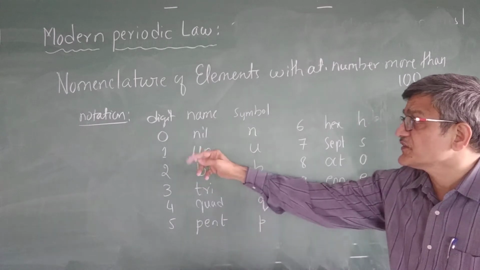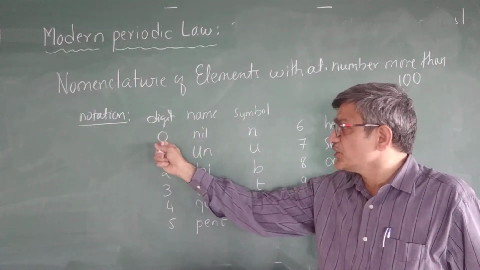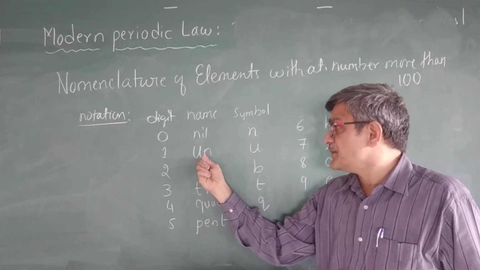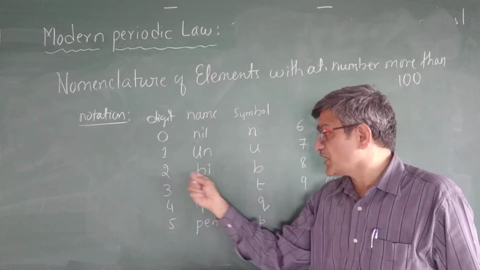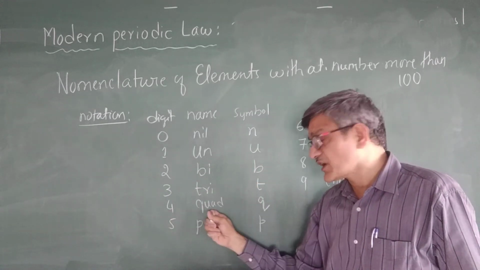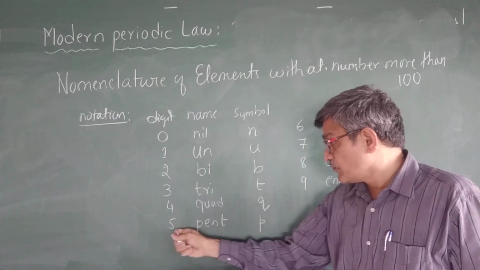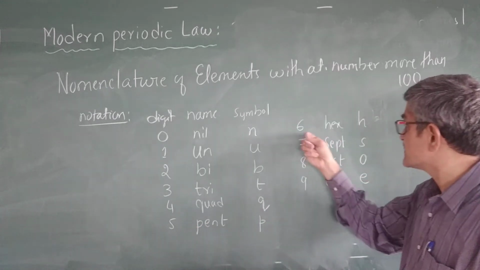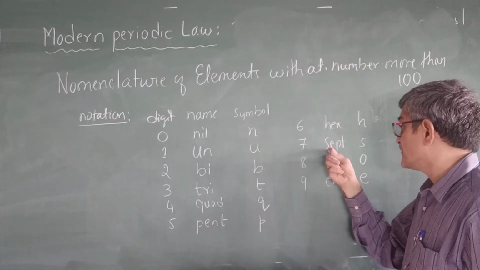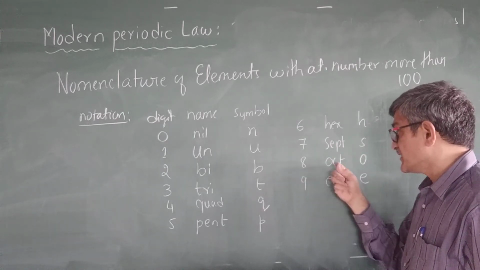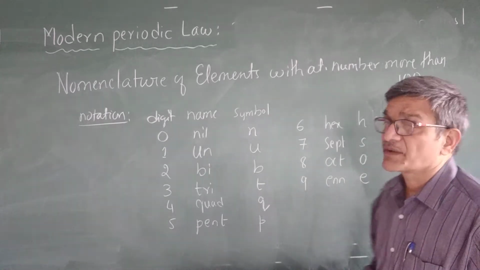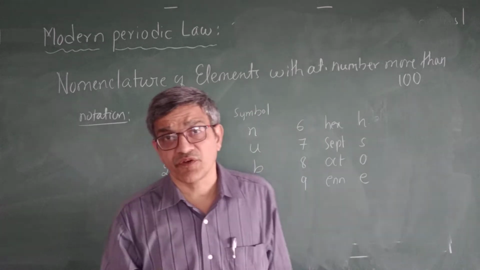So we have to follow this. 0 we call nil, symbol n; 1 is un, symbol u; 2 is bi, b; 3 is tri, t; 4 is quad, q; 5 is pent, p; 6 is hex, h; 7 is sept, s; 8 is oct, o; 9 is enn, e. So these are the notations we have to follow.